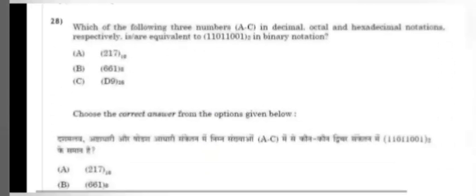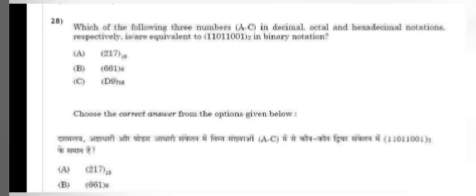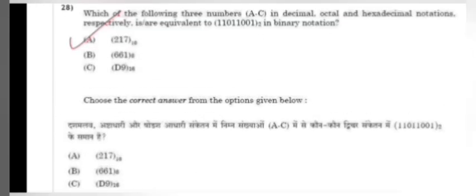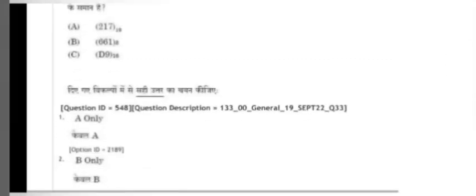Next, which of the following three numbers A to C in decimal, octal and hexadecimal notations respectively is/are equivalent to 11001 in binary notation? It will be 217. Next says, okay, wait, I always make this mistake. So the correct answer will be A only.